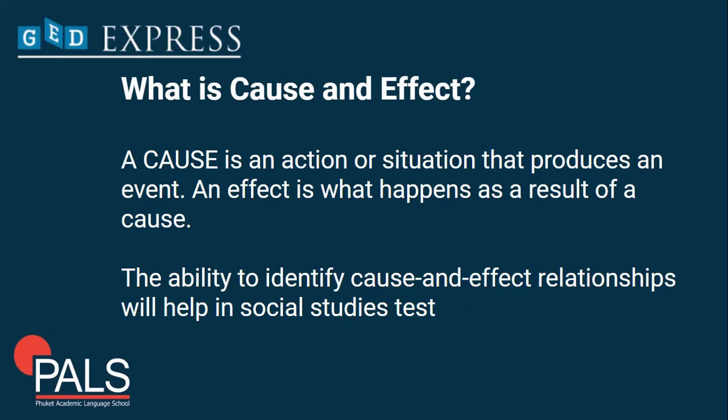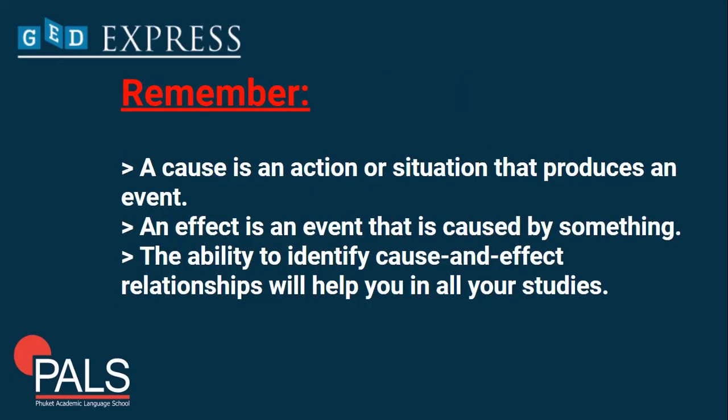So what is cause and effect? Let's do a review. A cause is an action or situation that produces an event. An effect is what happens as a result of a cause. So the ability to identify cause and effect relationship will help on your social studies test. So remember, a cause is an action that produces an event. An effect is an event that is caused by something, and the ability to identify cause and effect relationship will help you in all your studies in preparing for the GED social studies test.